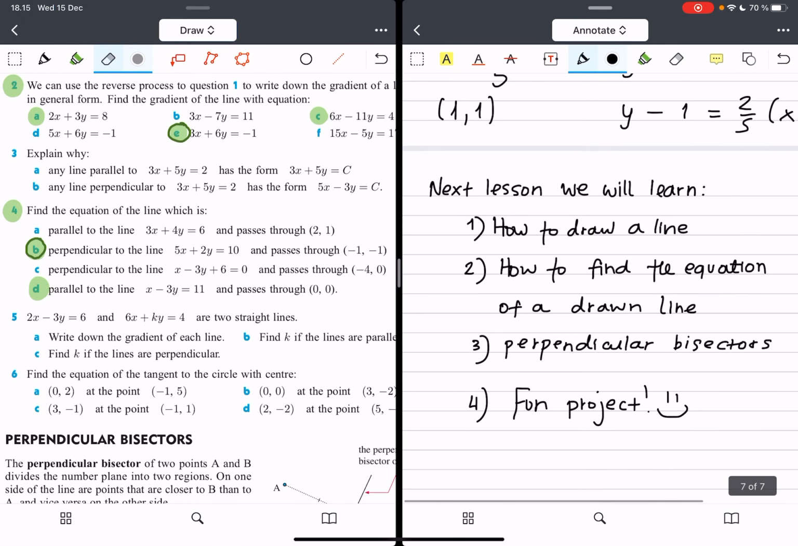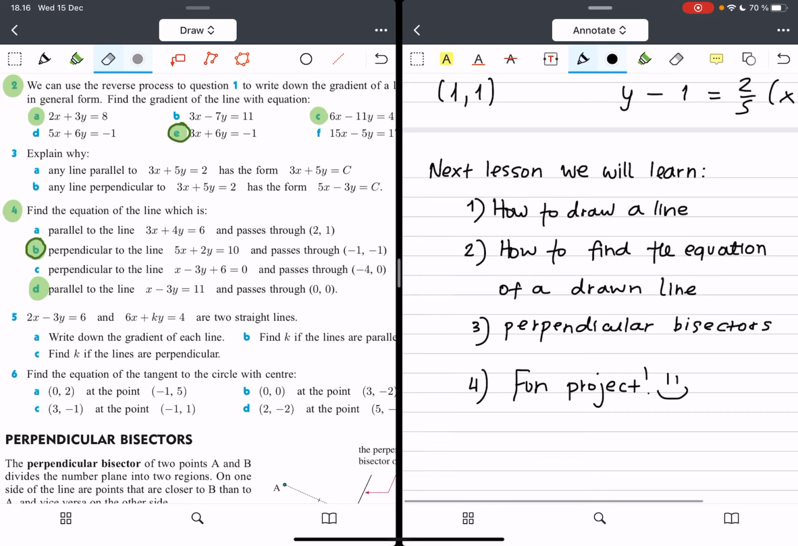And now, what are we going to do for the next 2 lessons that we have? First, we will learn how to draw a line on squared paper. It's super nice. Second, we will see how to find the equation of an already drawn line. So we will be given a line drawn on squared paper, and we will try to find out the equation of that line. Third, we're going to look into perpendicular bisectors. You will see what that is when the time comes.